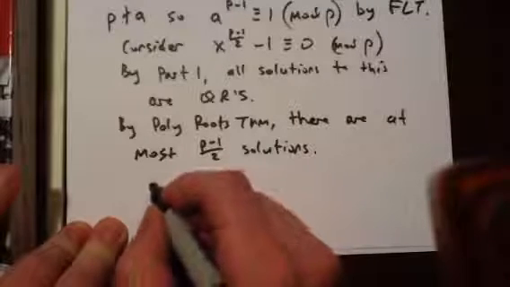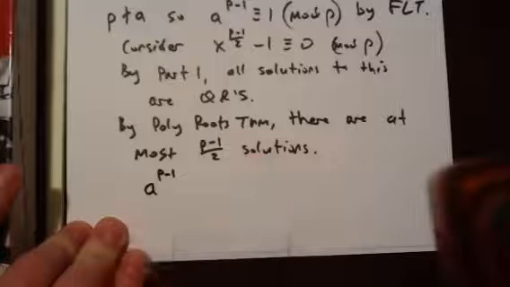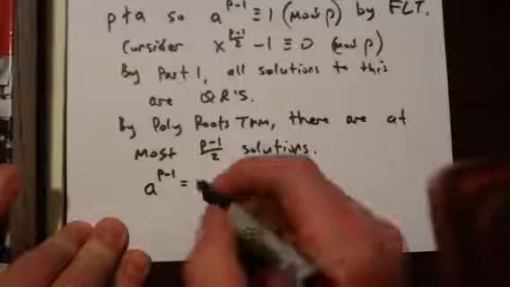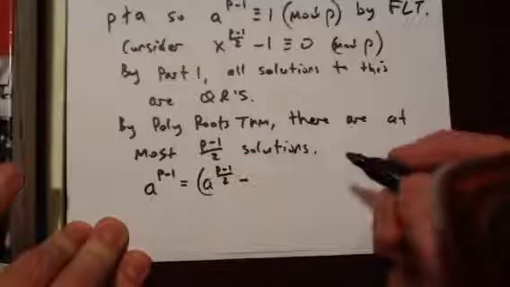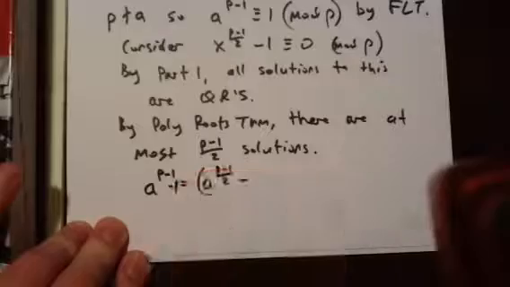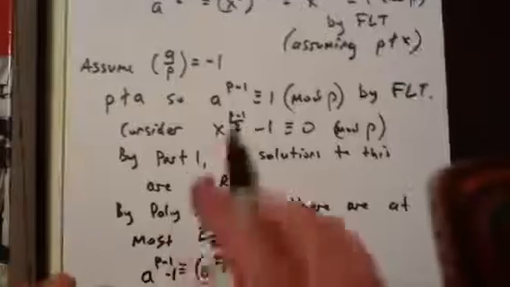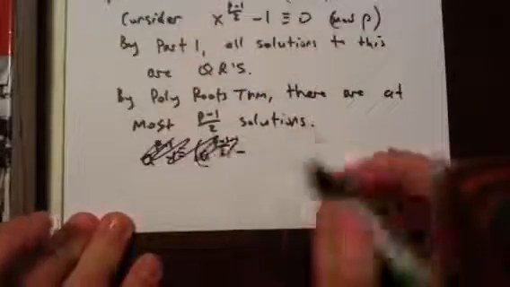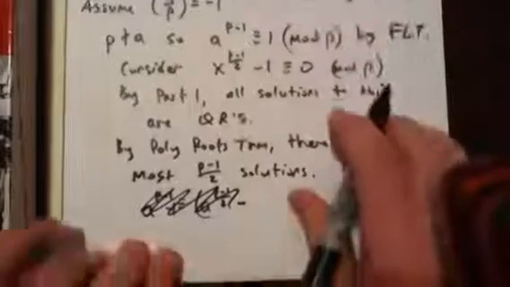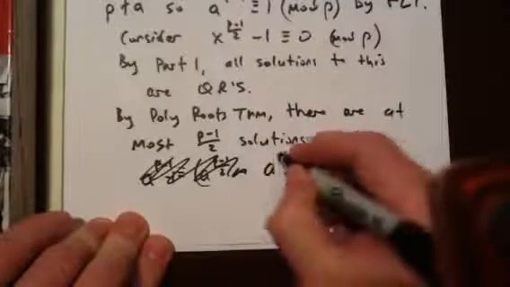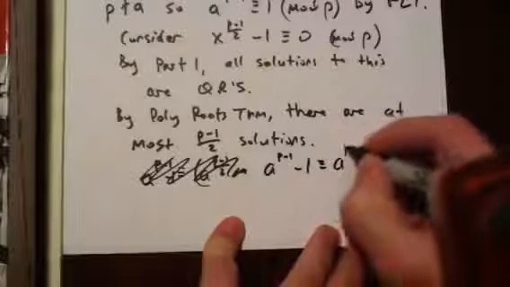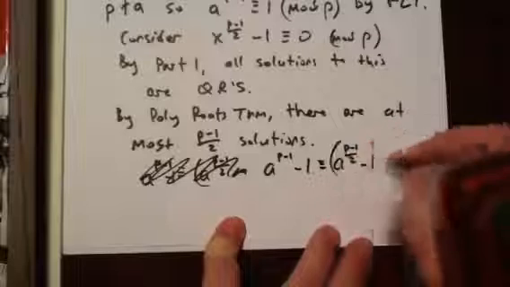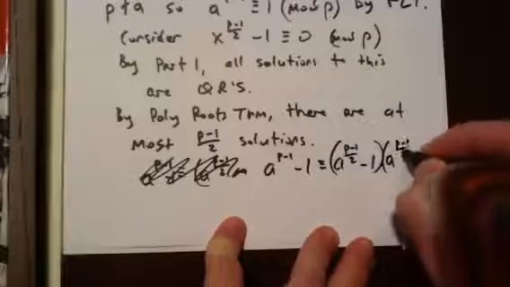So now let's say this. a to the p minus 1 is equal to a to the p minus 1 over 2. Oh, sorry. This should be a minus 1 here. a to the p minus 1 minus 1 is congruent to 0. We have that from this. Let me rewrite that so it's a little bit more clear. So we're going to subtract 1 from both sides of this. So a to the p minus 1 minus 1 is congruent to 0, but we're going to factor this. So a to the p minus 1 over 2 minus 1 times a to the p minus 1 over 2 plus 1.